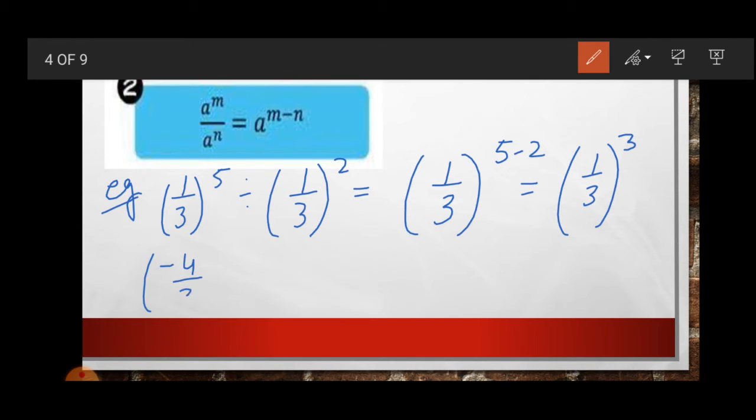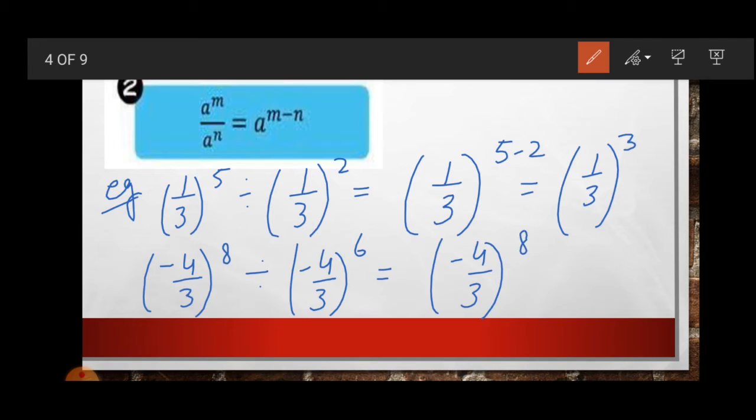Minus 4/3 raised to the power 8 divided by minus 4/3 raised to the power 6 is equal to minus 4/3 raised to the power 8 minus 6, which is minus 4/3 raised to the power 2.